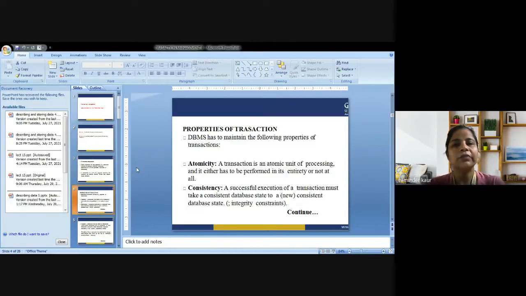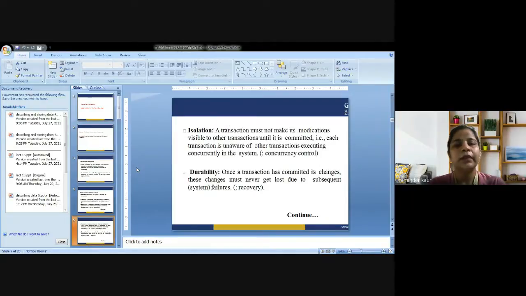Consistency: a successful execution of a transaction must take a consistent database state to a new consistent database state. For example, we are supposed to deal with integrity constraints here. Next is isolation. A transaction must not make its modification visible to other transactions until it is committed. That is, each transaction is unaware of other transactions that are executing concurrently in the system. For example, concurrency control. Next is durability.